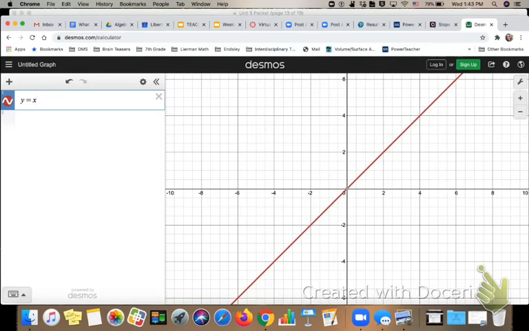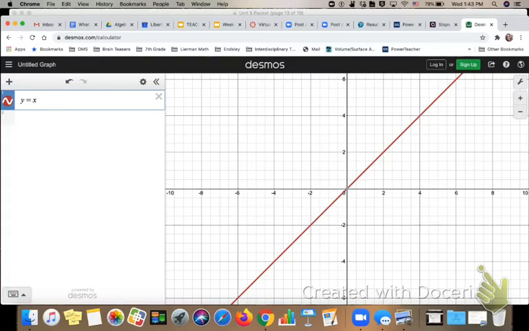I've switched over to Desmos now, and what I would like to show you is what a parent function looks like and how you change the steepness and what that looks like. So I've typed the parent function in here, y equals x, where your y-intercept is 0 and your slope is 1 over 1, and you can see the red line. That is what it looks like when you graph that.